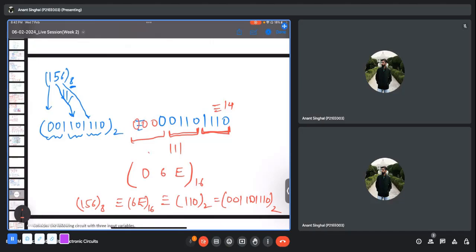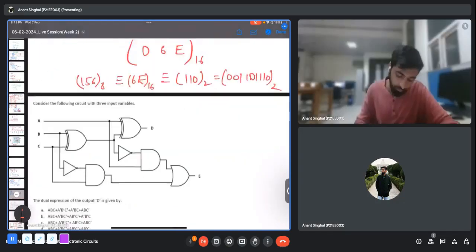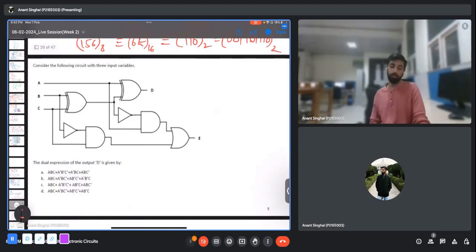So let's proceed to the next problem now. We have a problem which is giving a certain circuit, and we need to solve for the dual expression. So we have a concept of dual in this particular problem. We need to find the dual of the output D. So here is D, here is E, and here are A, B, C, which are inputs.